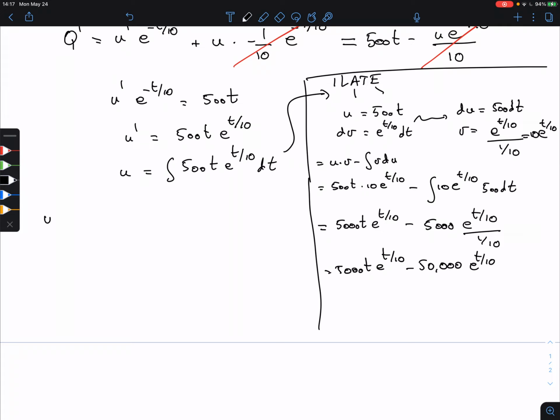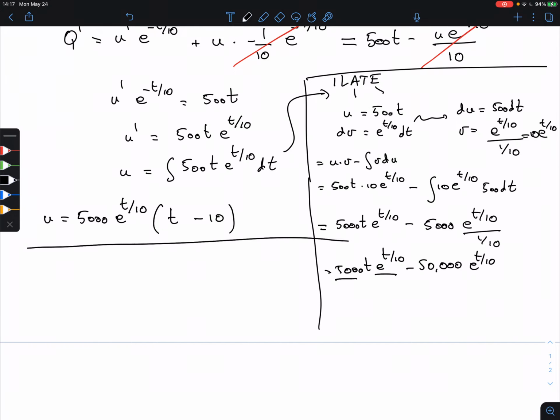So u is equal to 5,000 e to the t over 10. To not have to write too many things, I'm going to factor out 5,000 and e to the t over 10 in both terms. So this is a t there and a minus 10 there. Much easier to see what's going on, also because we're going to have to take limits. So this is a particular solution.